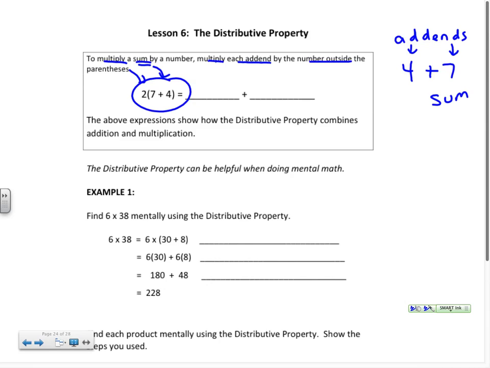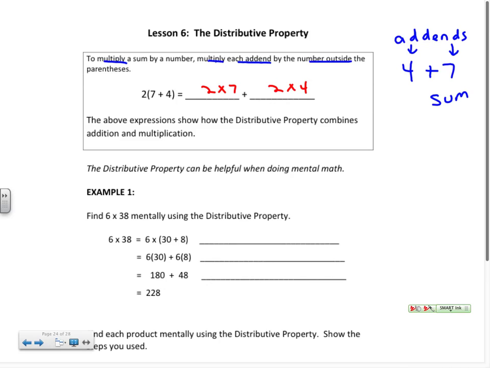So what I need to do is take my 2 times 7, and I'm going to write that right here, and I'm going to add it to 2 times 4. So all I did was rewrite the expression. If we take a look at the answer to each side of this equal sign, we'll see that we are going to have the same exact answers.